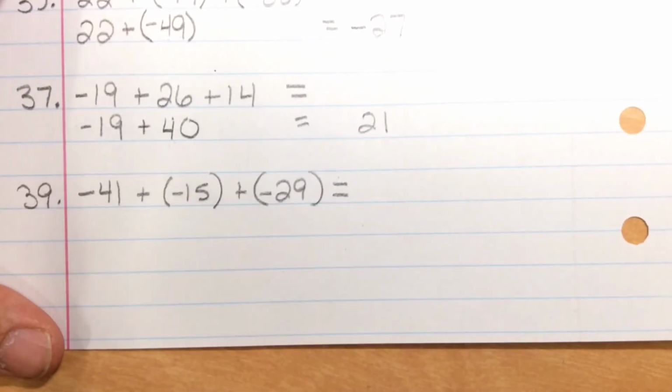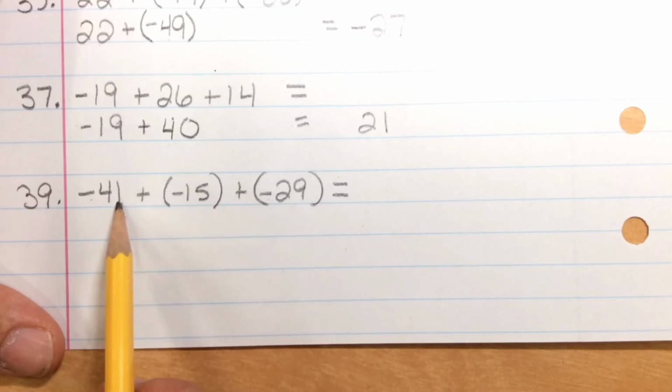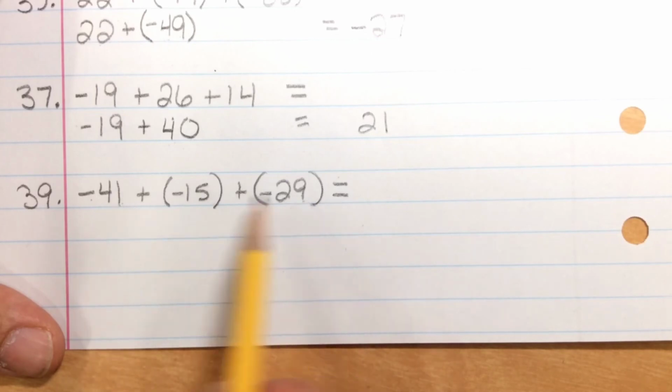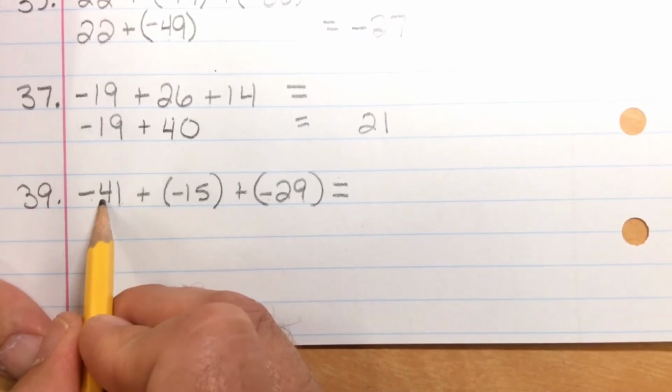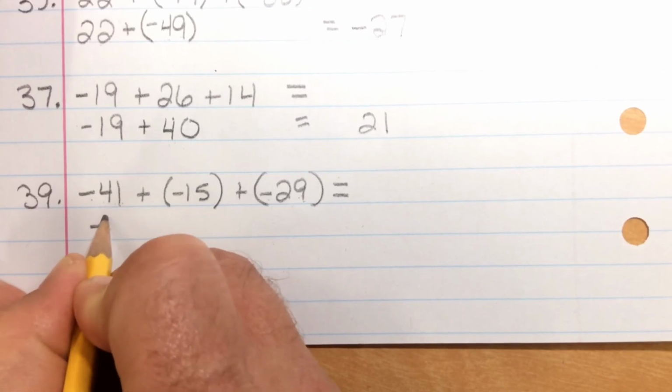And all negatives now. So which ones would I put together first? Actually, I'm going to put this negative 41 and the negative 29 together first. Same sign, so I'm going to add and keep. But I know when that 1 gets together with that 9, it's going to have a 0 in the 1's place, so I like that better. So negative 41 plus negative 29 gives me negative 70.